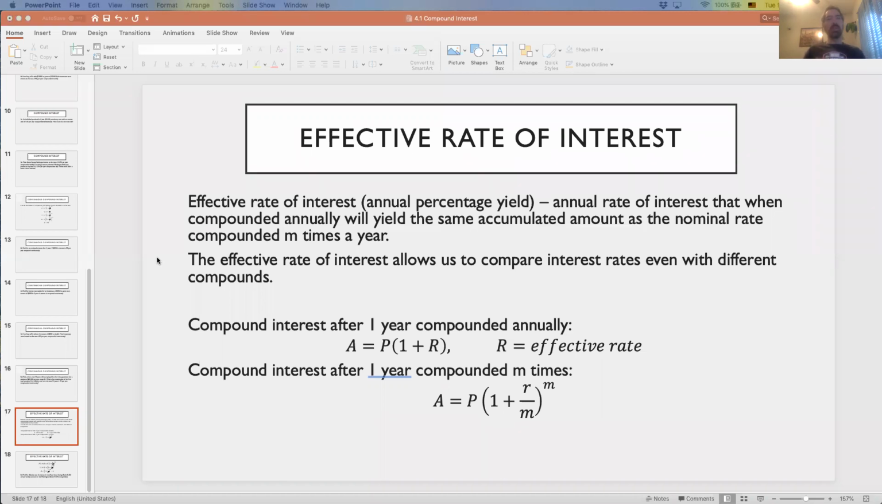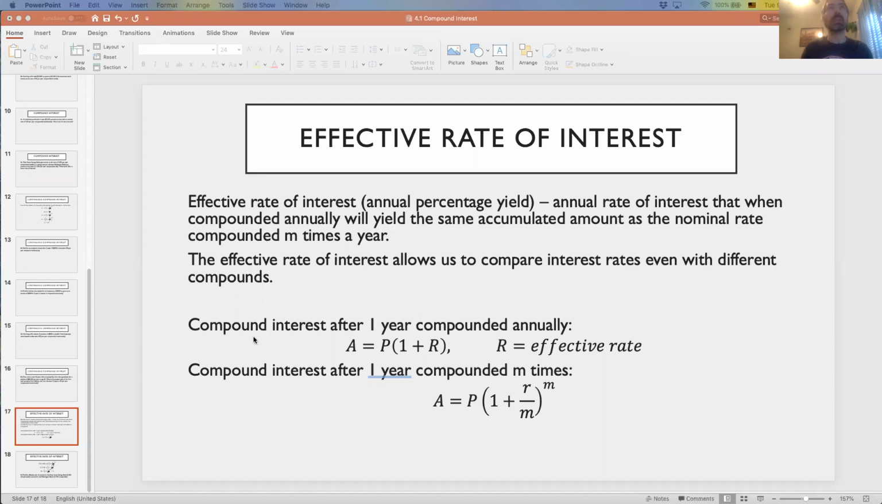Maybe we're working with two different accounts, with two different rates, two different compounds, and we're trying to compare the two to see which one has the better rate. Well, we can work with their effective rate of interest, so that way we can compare the two, right? If we can compare the two's effective rates of interest, then we can see which one's better. So this allows us to compare the interest rates, even with different compounds. All right, so this is how we do it.